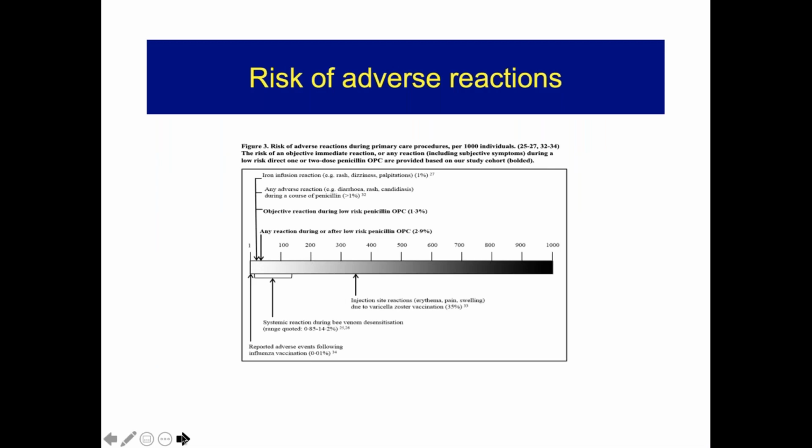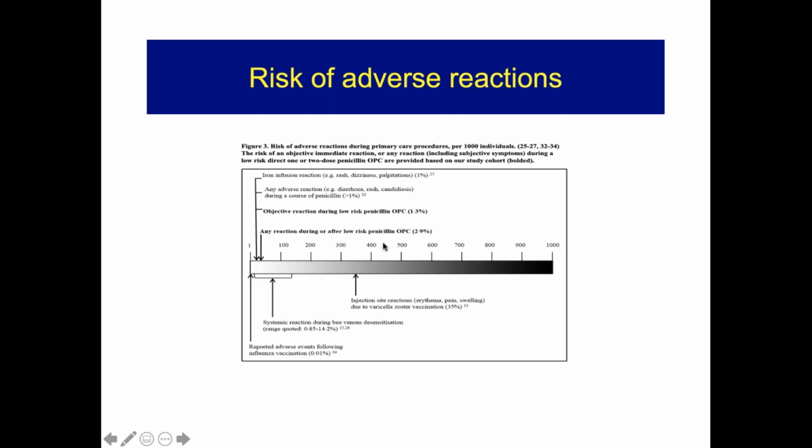Talking about these direct challenges, this is the risk of adverse reactions shown here, from a recent publication, in an outpatient setting. What I wanted to highlight is that an iron infusion reaction is about 1%. Any adverse reaction, diarrhea, rash, or candidiasis during the course of penicillin is over 1%. These are non-allergies. To have an objective reaction during a low-risk penicillin outpatient challenge is 1.3%. This is giving a 2-dose drug challenge to somebody that had such a benign rash without systemic symptoms. So it's about 1% that might have a reaction. All of the objective reactions in this particular study, which looked at about 700 patients overall, were a mild rash. None of them developed anaphylaxis.